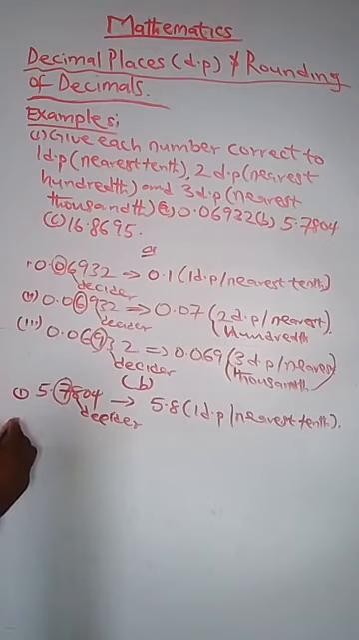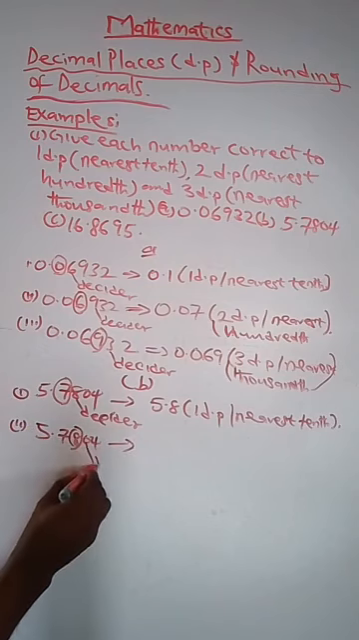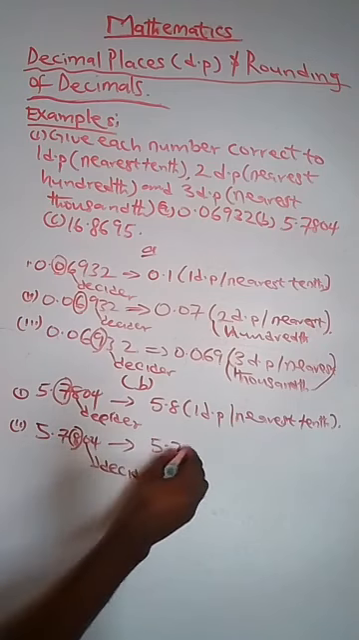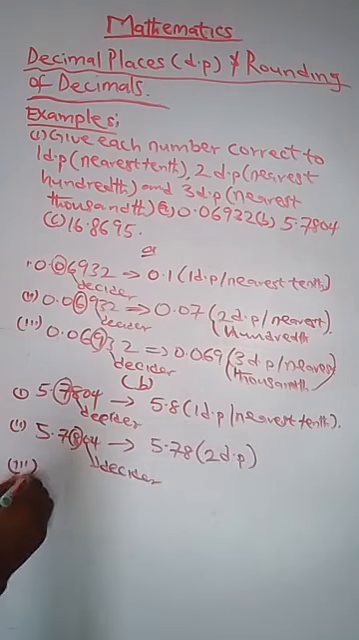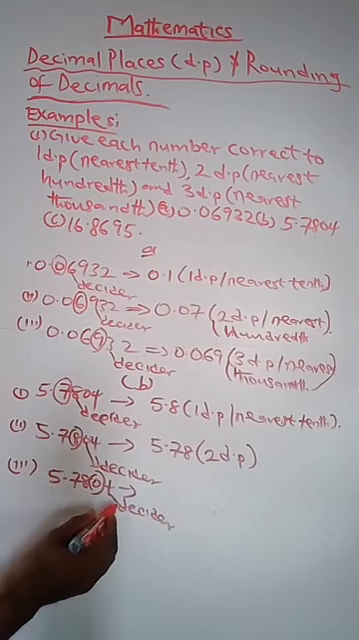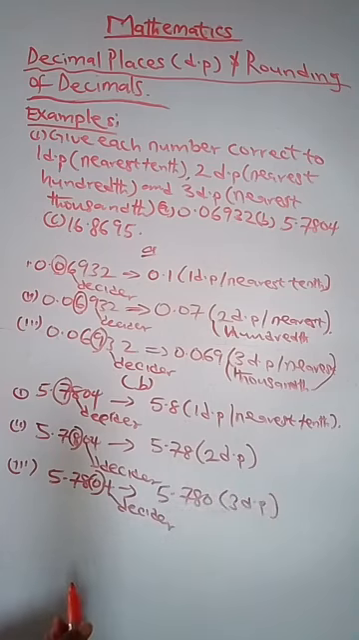Then 5.7804 to 2 decimal places. This is where we are coming, and this is the decider. Since the decider is 4 or less, we round down. So this will be 5.78 to 2 decimal places or nearest hundredth. 3. 5.7804 to 3 decimal places. This is where we are coming, right? This is the decider. So since the decider is 4 or less, we round down. So this will be 5.780 to 3 decimal places or nearest thousandths. So that is how to take this to different decimal places.